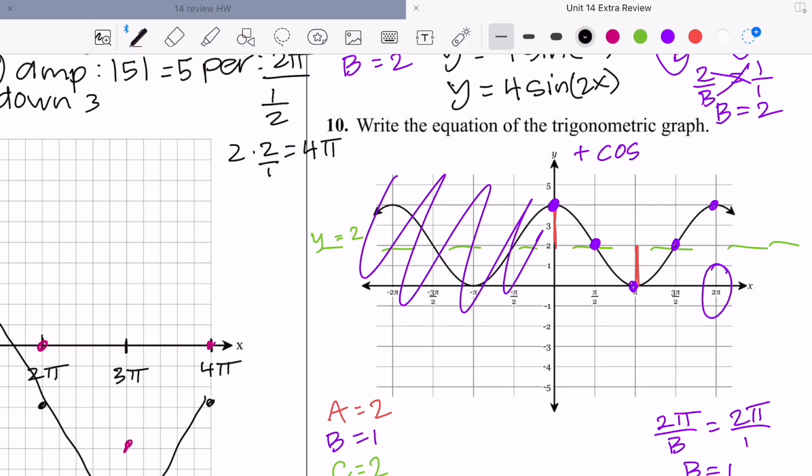And then we can write our equation, which is y equals 2 sine of 1x plus 2. And we don't need that 1 in front of the x, so it's invisible. So we just get y equals 2 sine of x plus 2. Also, make sure you practice writing tangent equation graphs as well, like the one that was on our first review worksheet.